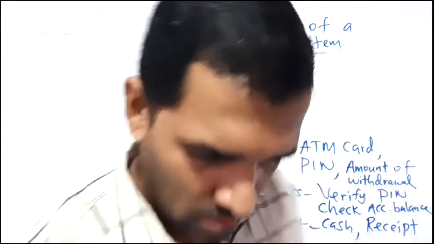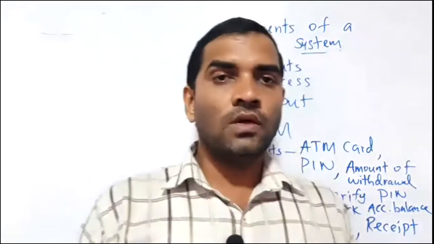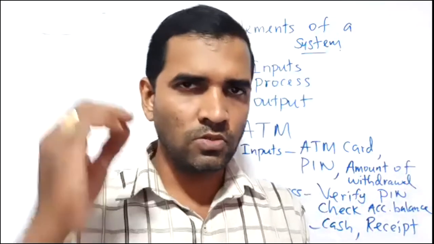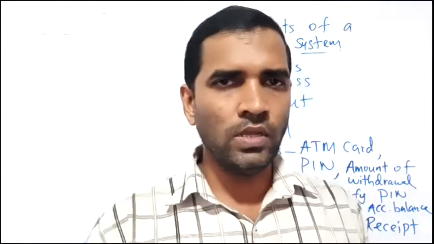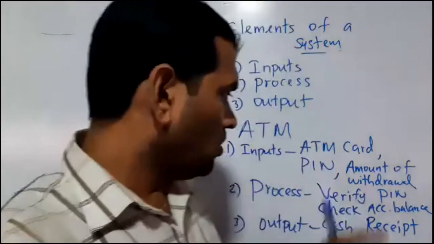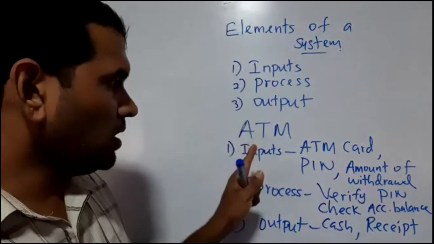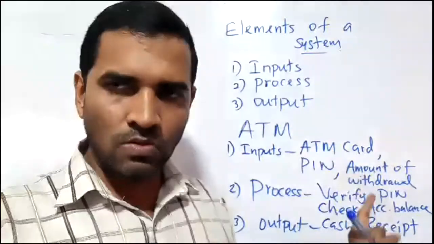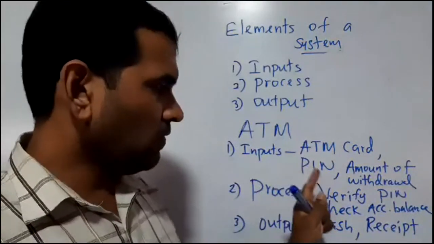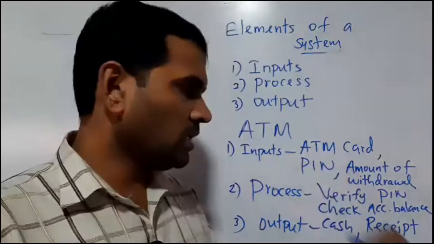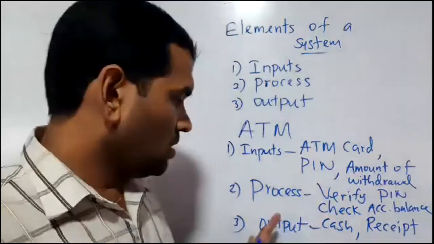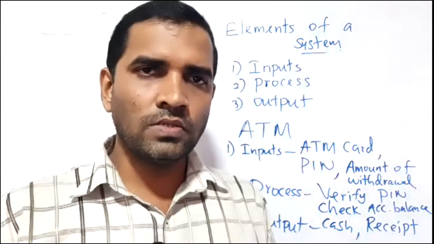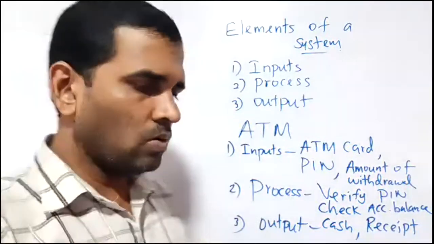Right? As I said earlier, if you have doubts at any point, ask me. You can ask at that particular point of time, then only I can clarify, okay? So hope you all understood this. In the ATM, the inputs are the ATM card, PIN, and the amount of withdrawal. The processes are verifying the PIN number and checking the account balance. The output is the money received and the details displayed on the screen. All of them are information.